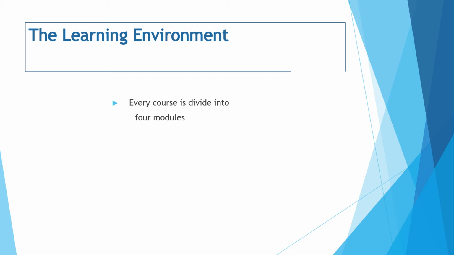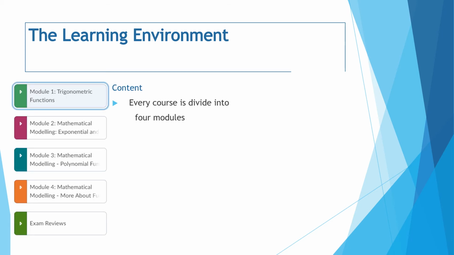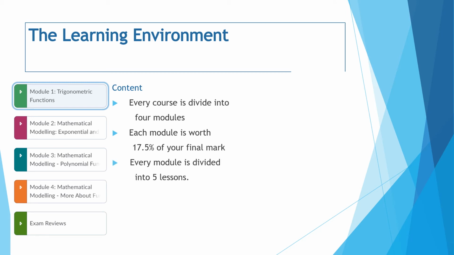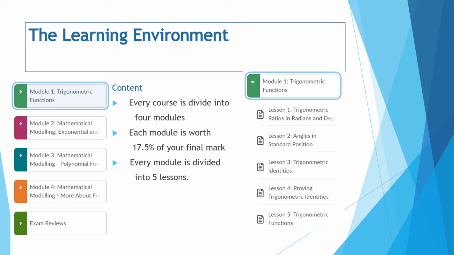Every course is divided into 4 modules. Every module is worth 17.5% of your final mark. Every module is divided into 5 lessons. Every lesson is worth 3.5% of your final mark.